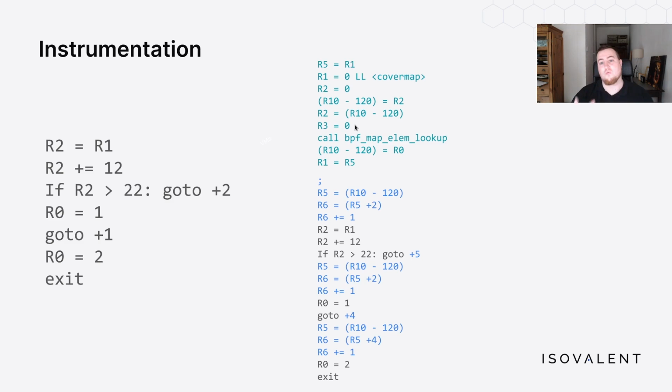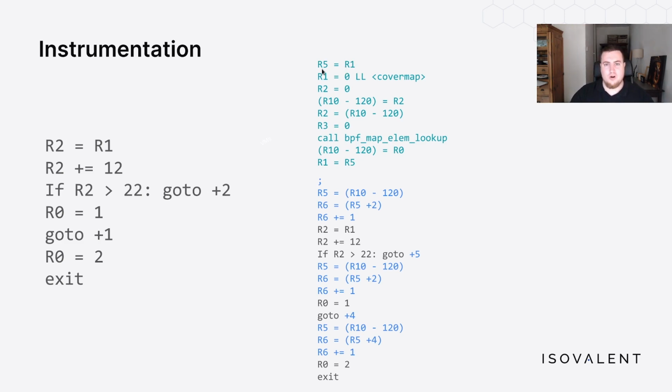Our map only has one key, 0, with a very large value size, exactly as long as, or twice as long as, the amount of basic blocks. And then we place this in the stack, in this example at 120 from the stack frame pointer.